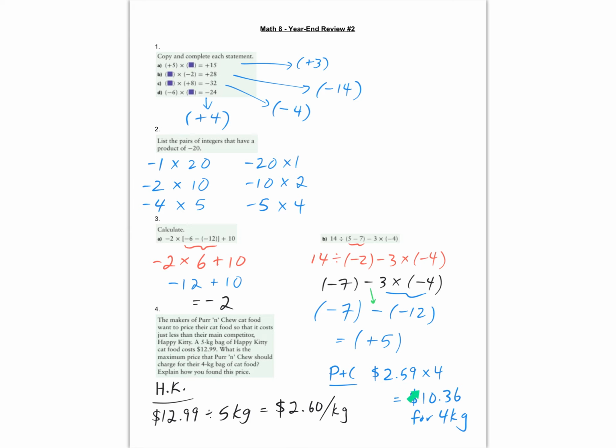So in order for them to have just less of a cost than Happy Kitty, Purr and Chew needs to charge for their 4 kilogram bag of cat food a price of $10.36.